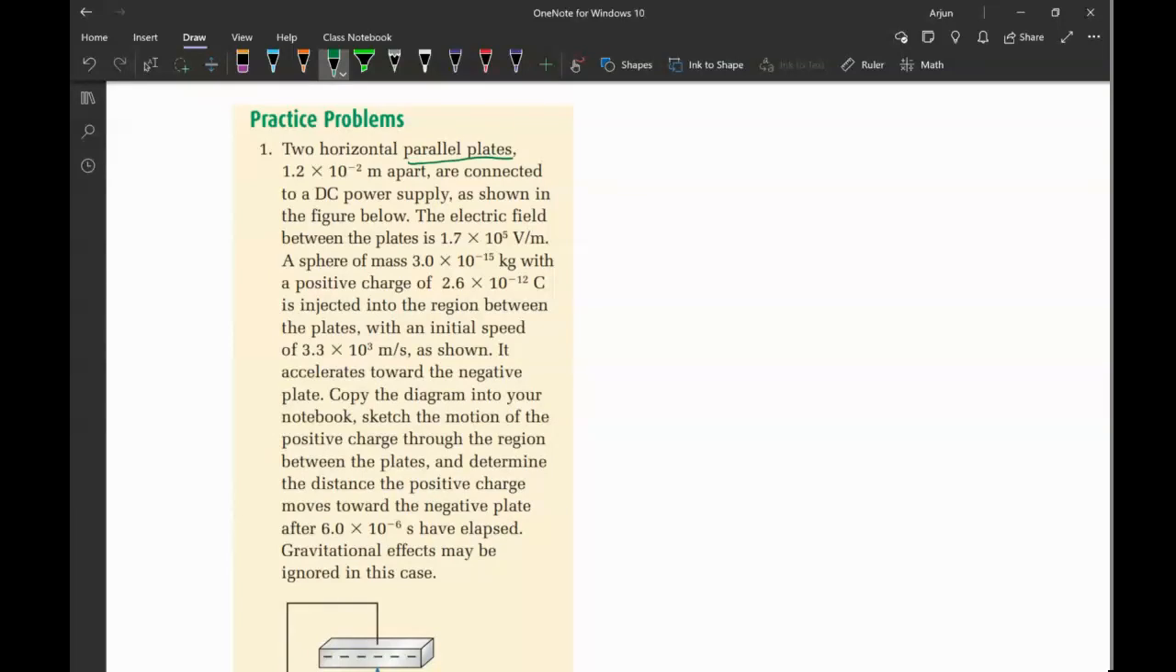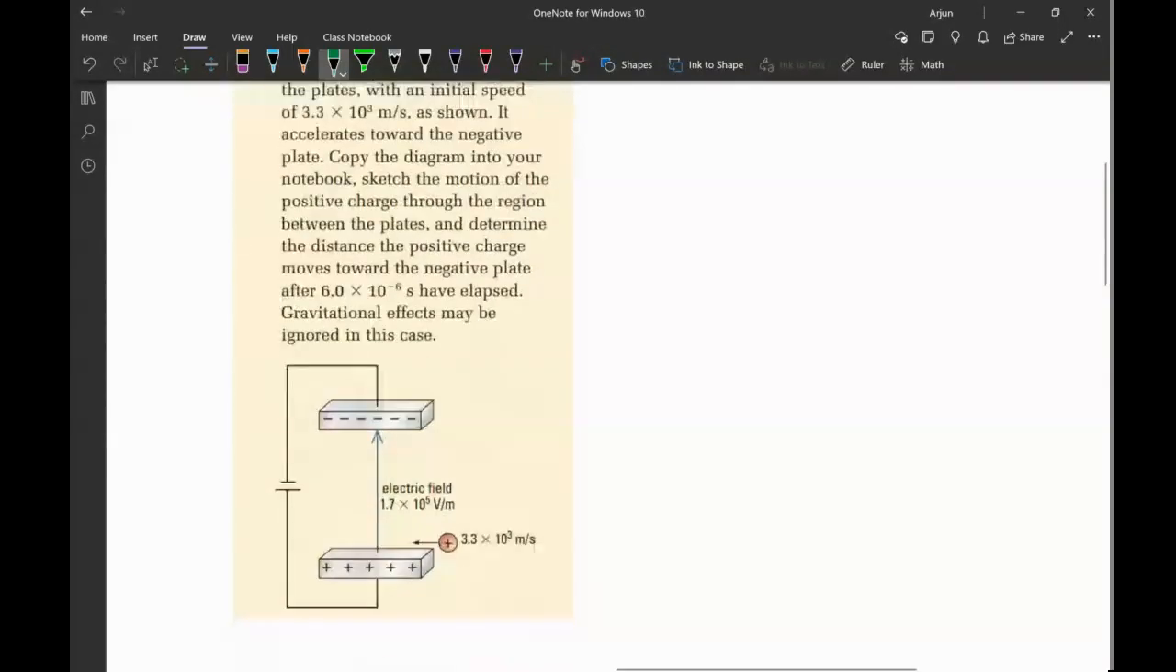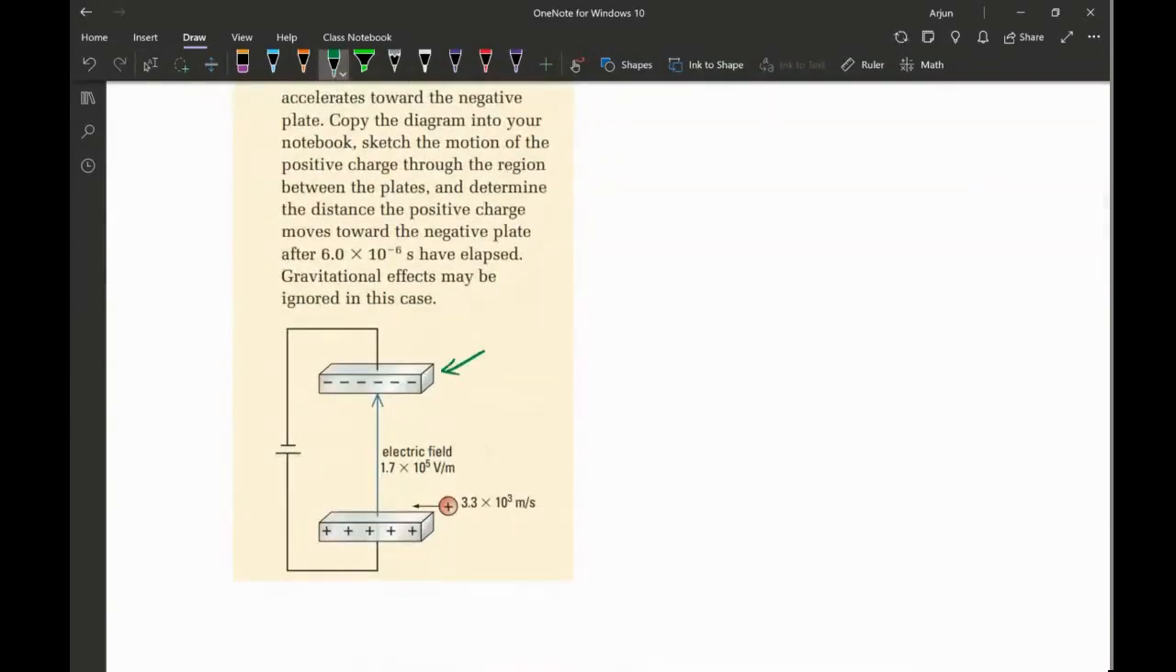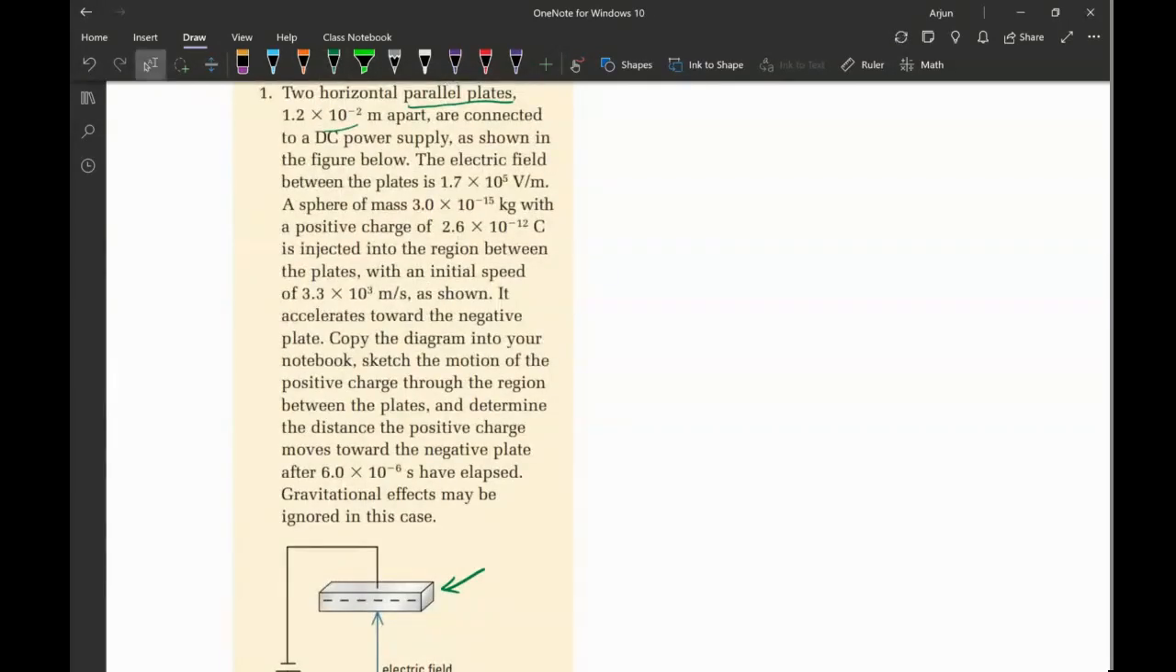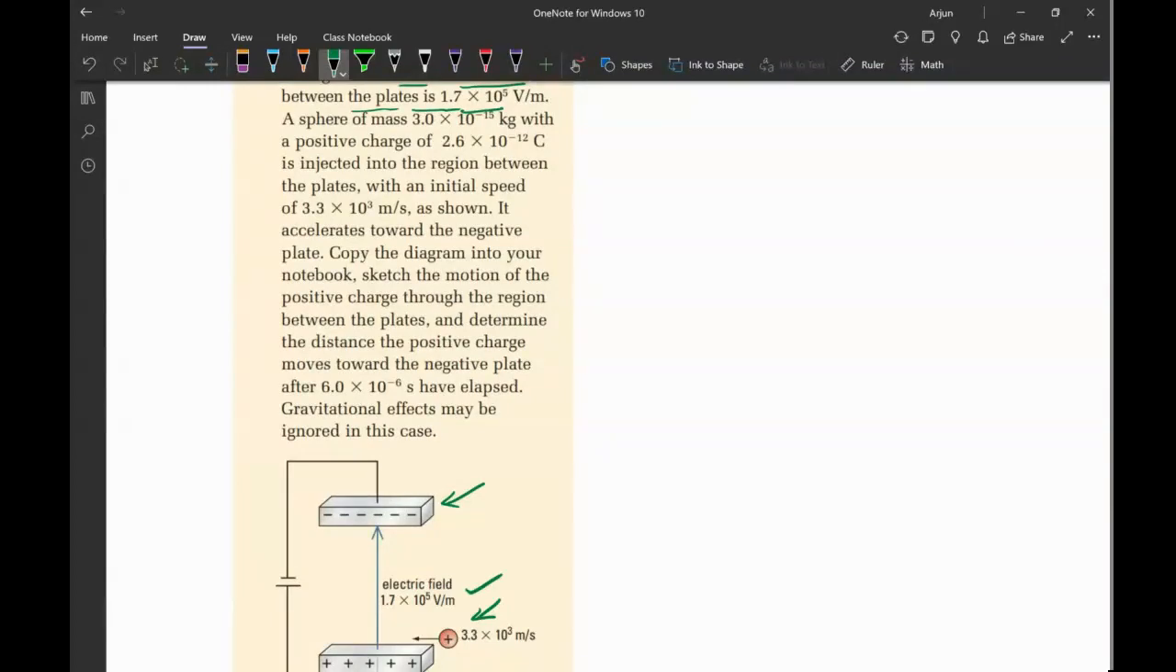So a horizontal parallel plate is given to me. So this is a parallel plate given to me here, and then they are connected to the DC power supply as shown in the figure below. The electrical field between the plate is this much. So electrical field is also given to me, and then also given to me the initial speed, and then accelerates towards the negative plate. Copy the diagram into the picture notebook, and then different things.